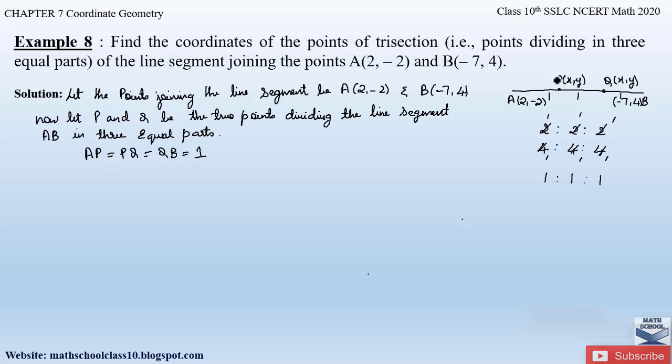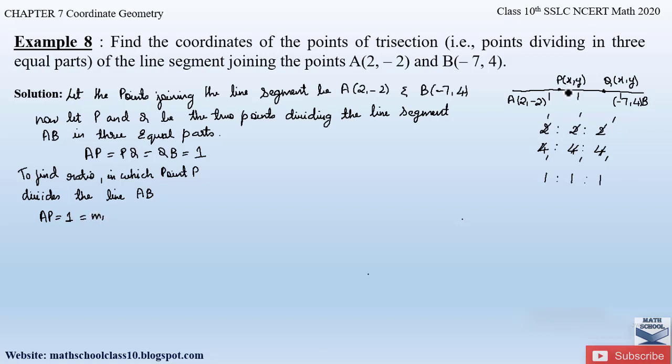Now we will apply the section formula to find the coordinates of point P. To apply the section formula, we should know the ratio in which point P divides the line AB, so let us find that first. To find the ratio in which point P divides AB, what is the value of AP? We found that AP is equal to 1, so that will be the first ratio, M1.